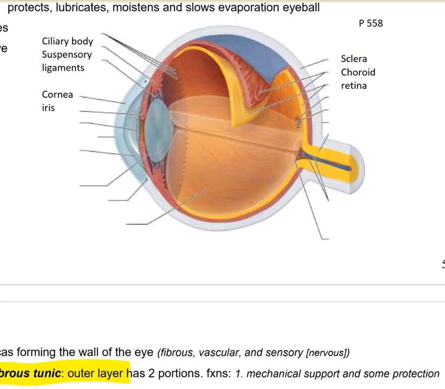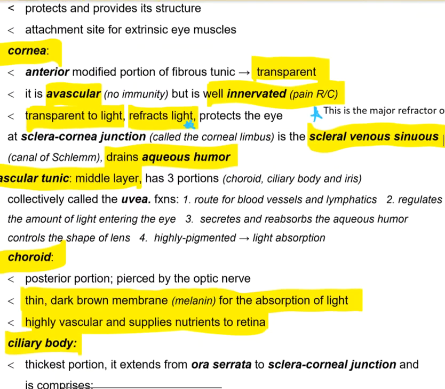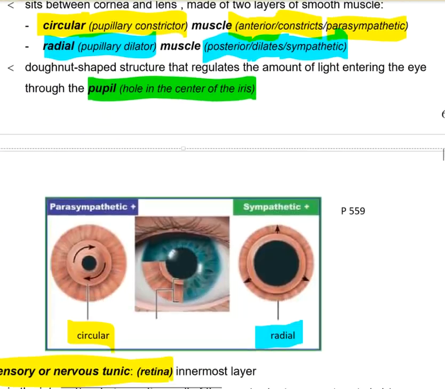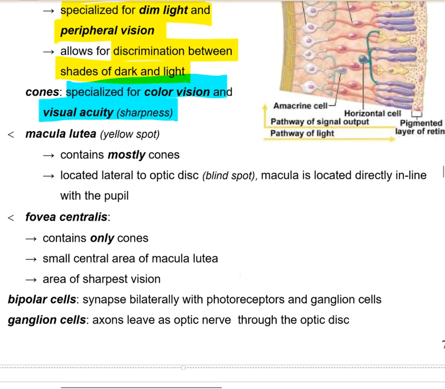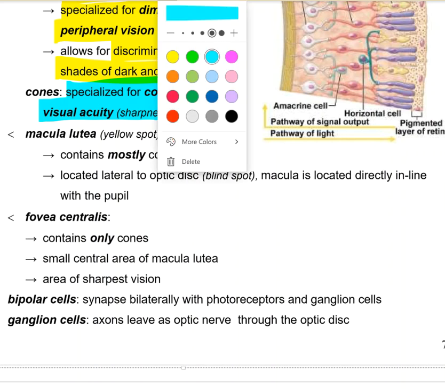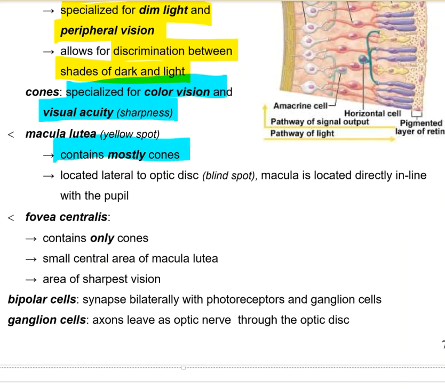It's mostly cones because that's where we focus. If you're reading letters on the page, you would angle your eyes so they are focused right on those letters, so you could see the sharp difference between the black of the letter and the white of the page. And so those cones are very good at picking up sharpness. If we wanted to look at color really well, we would also use this area because it's mostly cones. It's lateral to the optic disc or the blind spot.